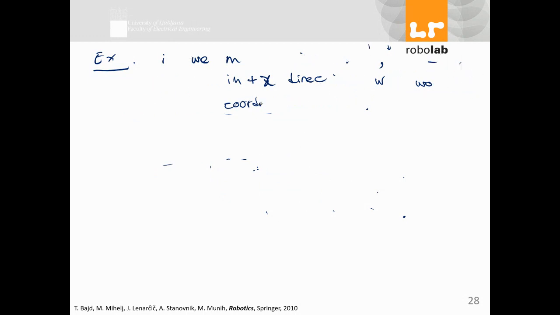Another example. I wish I had something to clean everything up here. I don't know. You can see. All right.